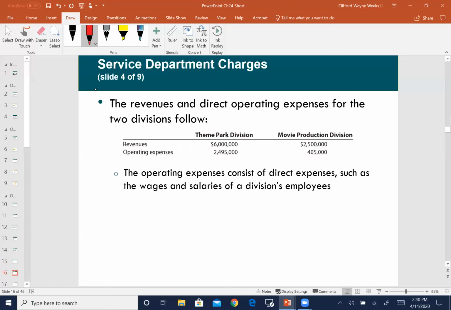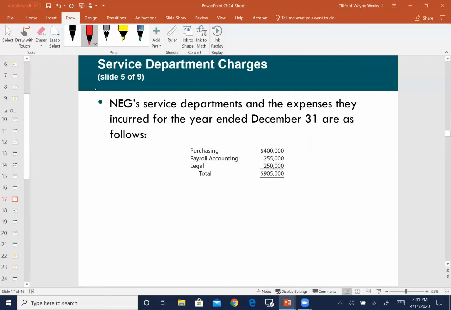And so we have the revenues and direct operating expenses for the two different divisions. We have revenues for the theme park of 6 million, operating expenses of 2.4, and then the movie production, 2.5 million in revenues and 405,000 in operating expenses. The operating expenses consist of direct expenses, such as wages, salaries, and division of employees. However, they utilize three different service departments: purchasing, payroll, and legal.